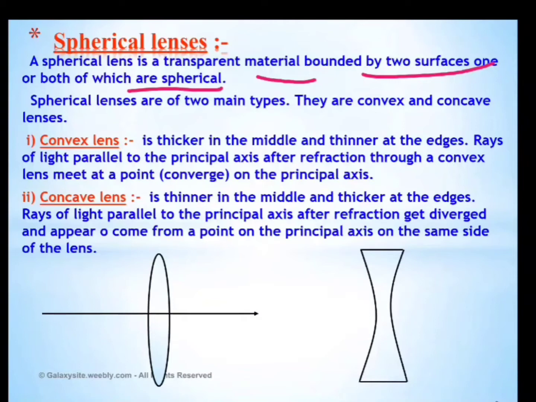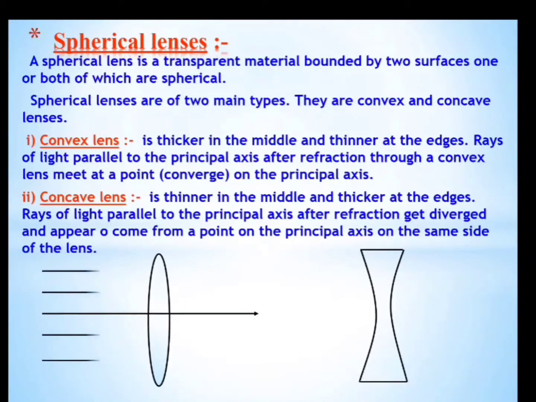Right. Now we have got two types of lenses. One is the convex lens, another is the concave lens. The convex lens is thicker in between and thinner at the edges, whereas the concave lens is thinner in the middle and thicker at the edges. So we'll study more about these types of lenses.